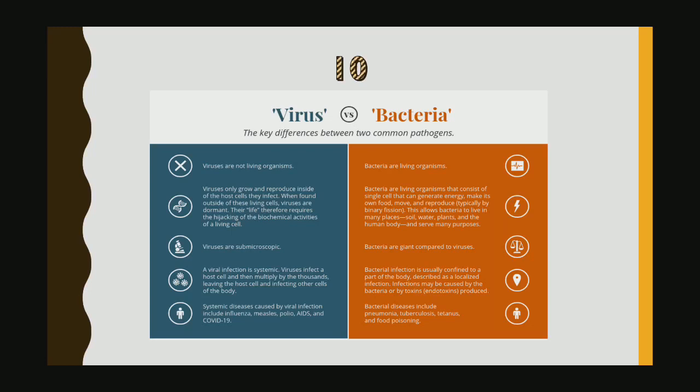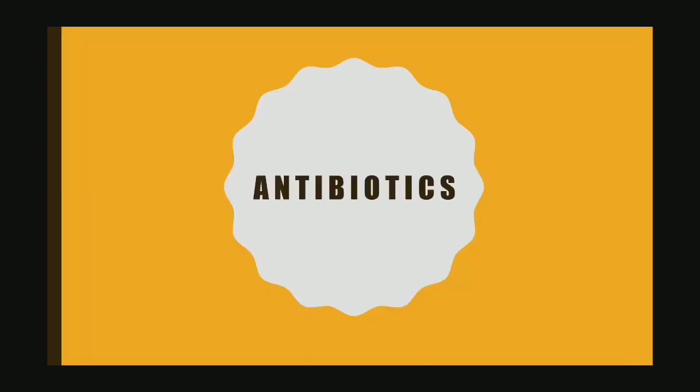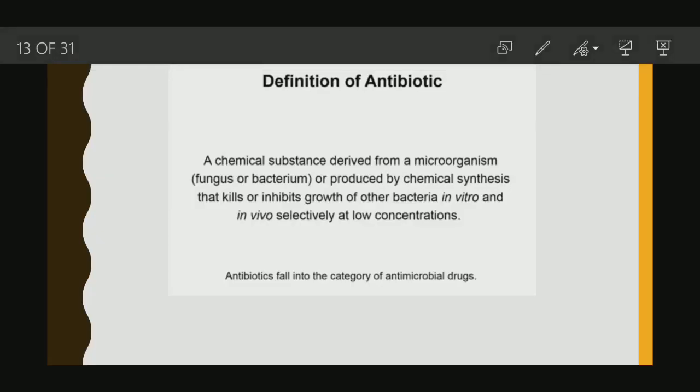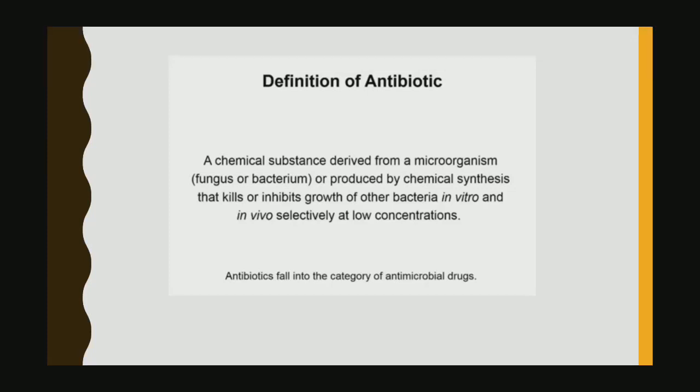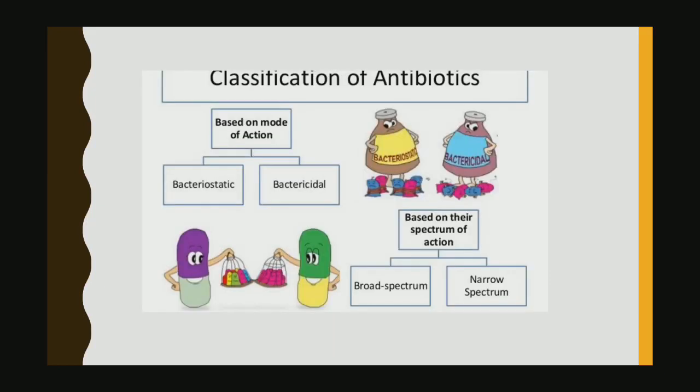So with these ideas, let us go into the topic of the antibiotic. As per definition, antibiotics are chemical substances derived from microorganisms, fungus or bacteria, or produced by chemical synthesis, that kill or inhibit growth of other bacteria in vitro and in vivo, selectively at low concentrations. So let us see the classification of antibiotics. Based on the mode of action, they are classified into bacteriostatic and bactericidal. Based on the spectrum of action, they are classified into broad spectrum and narrow spectrum.